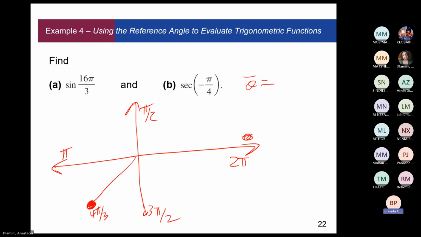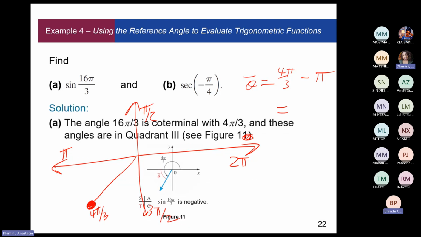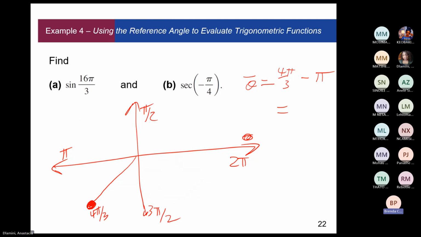Our reference angle will be 4 pi over 3 minus pi. Remember, it's what you just asked. If it's in the third quadrant, then you say from what quadrant we are, minus pi. So now this becomes what? Pi over 3.